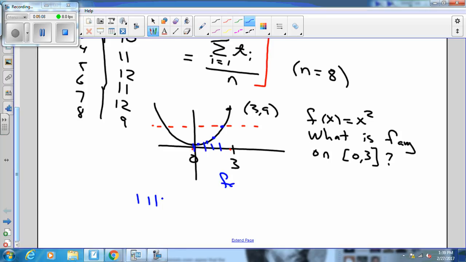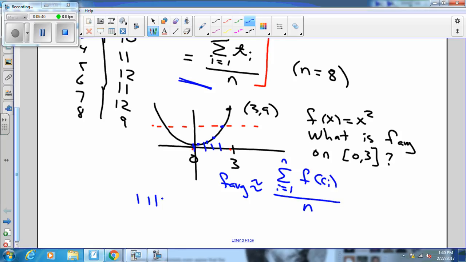And now the average value is approximately equal to the sum from i equals 1 to n of the value of my function at my choice, and all of that is divided by n. See, I'm doing here exactly what I did up here, but I am not able to capture every single point. I can only capture the samples.